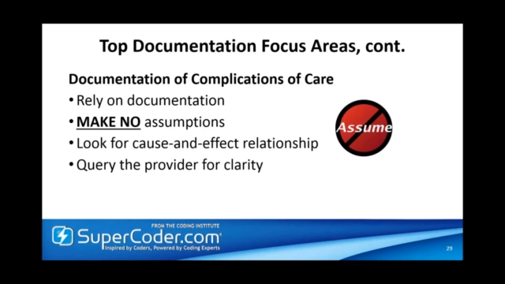When you read about a complication of care, look for that cause and effect relationship between the care provided and any complication, and look for it in that medical record, not in your intuition. The provider's documentation should indicate the connection in order for you to code it that way. When it is not clear if the patient's condition resulted from a complication of care, then you have to query the physician for clarification, and they do need to amend that note themselves.